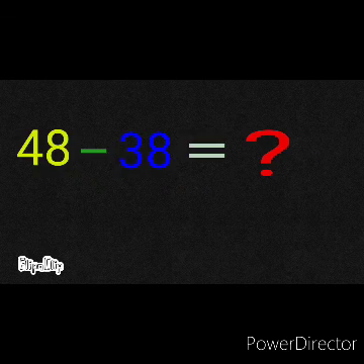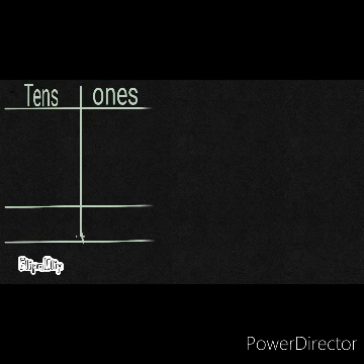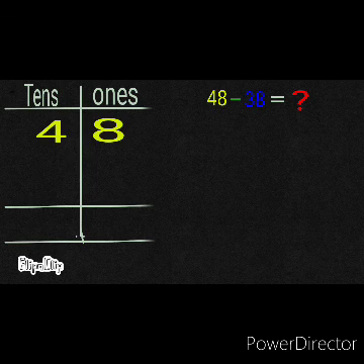Let's look at another question. 48 minus 38 equals what? How our two columns should look, tens and ones. 48 minus 38 equals what? So we have the 48, the minus sign, and 38.